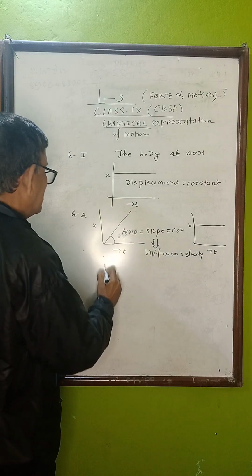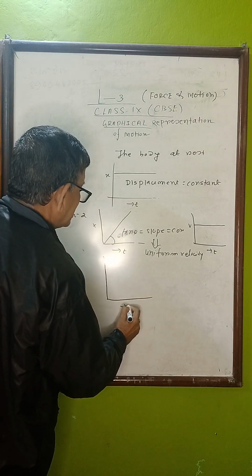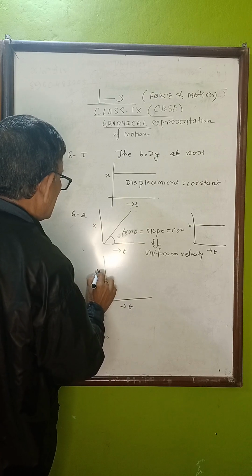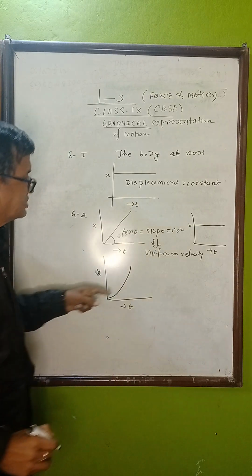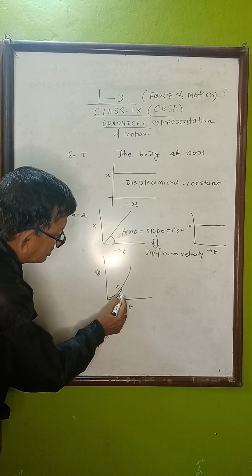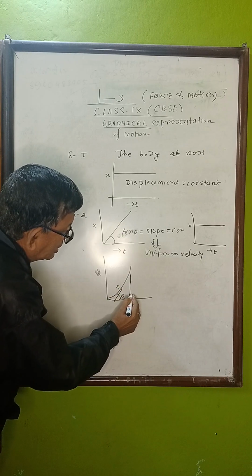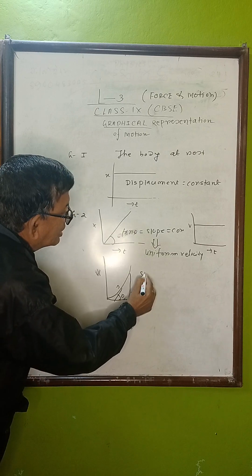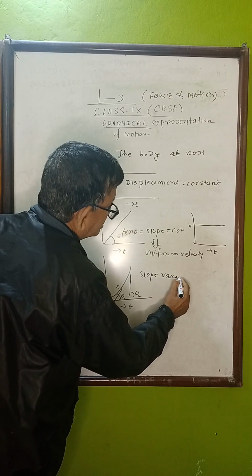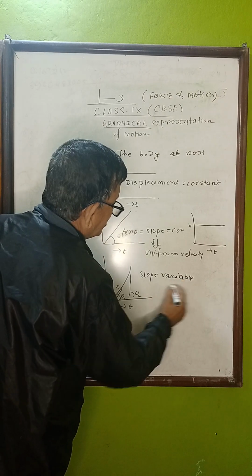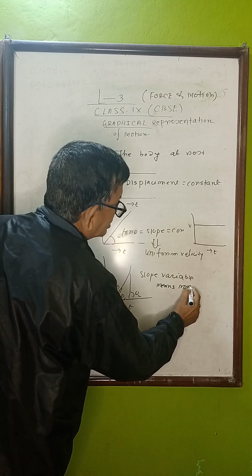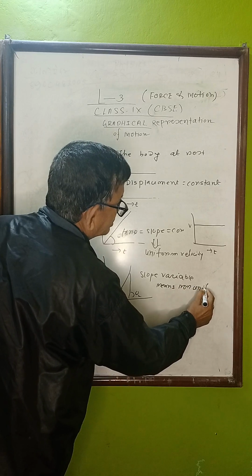But if the graph is like this, t and x like this, we see the slope is variable. At the point P this is the slope theta 1, and at another point the slope is theta 2. Slope variable means non-uniform motion.